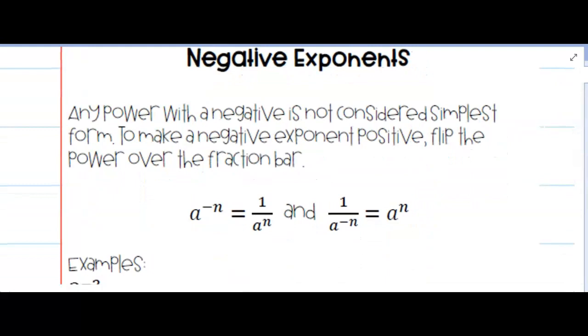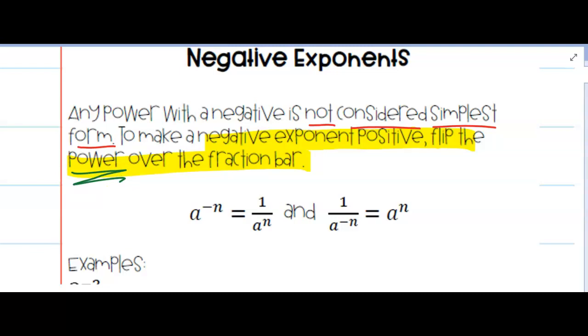If a power has a negative exponent, it is not considered simplest form. So anytime you circle and box your answer, if you have an exponent that is negative, you are not done. You need to fix the negative exponent, and this is really easy to do. To make a negative exponent positive, you're going to flip the power over the fraction bar. And remember, this word power, that's the whole thing.